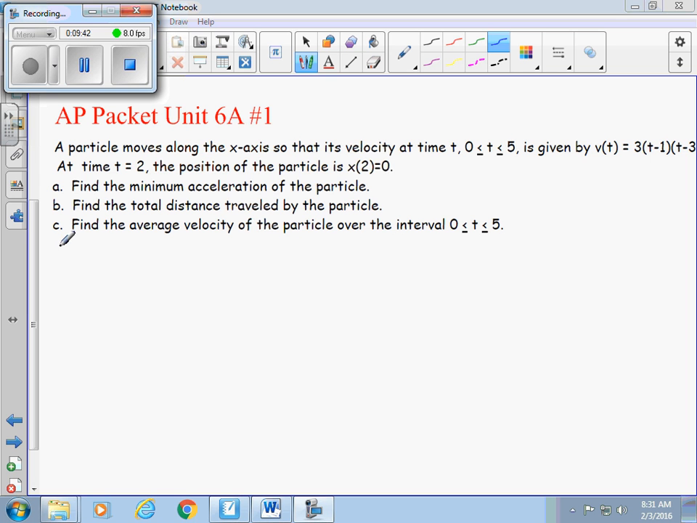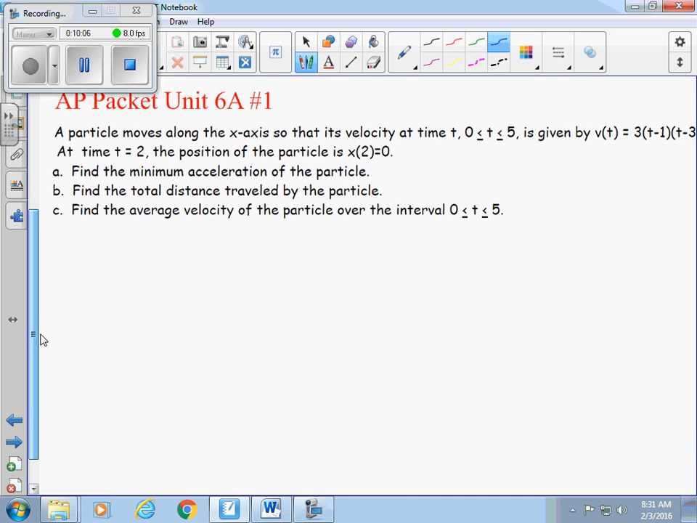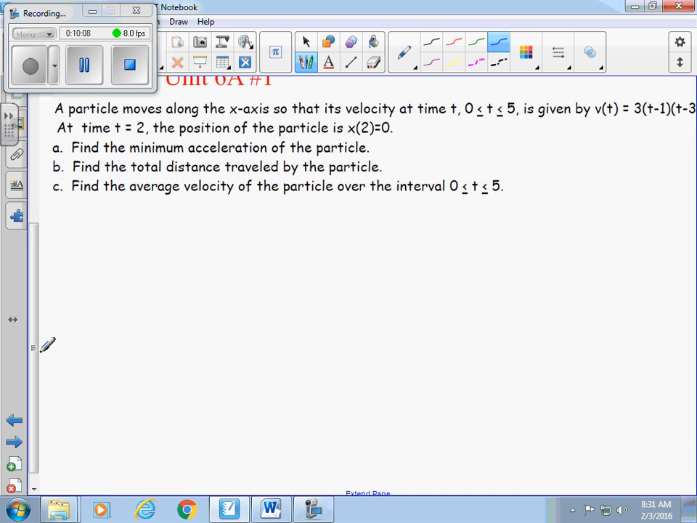Okay. So a particle moves along the x-axis so that its velocity at time t from 0 to 5 is given by this function. At time 2, the position of the particle is 0. Find the minimum acceleration of the particle, find the total distance traveled, find the average velocity. You can probably tell by the setup of this problem that it is a non-calculator problem. We will approach these problems very differently when they're calculator versus when they're non-calculator.